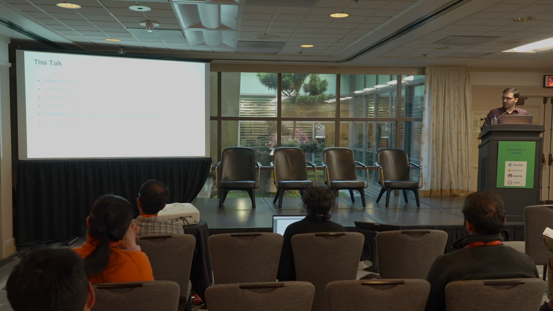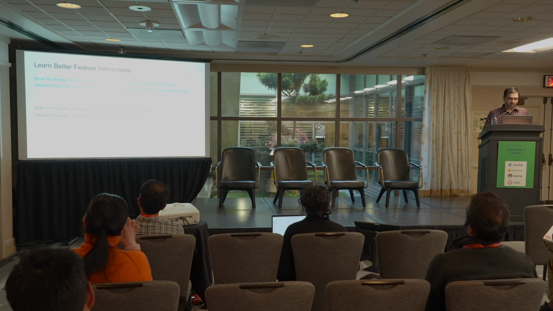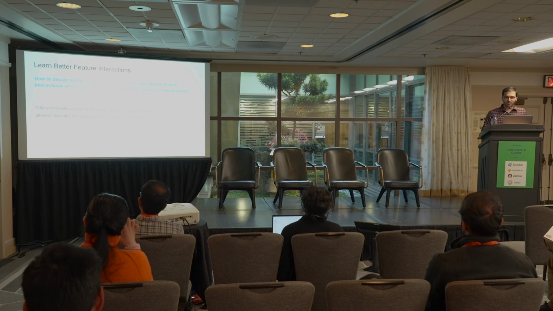Finally, we'll look into challenges with better feature interactions, like how do you learn feature interactions better. Here the problem is designing model architectures to effectively capture feature interactions of a higher degree. We know that different architectures that even capture the same degree of interaction can have very different performance. They capture different strengths and have non-overlapping information.